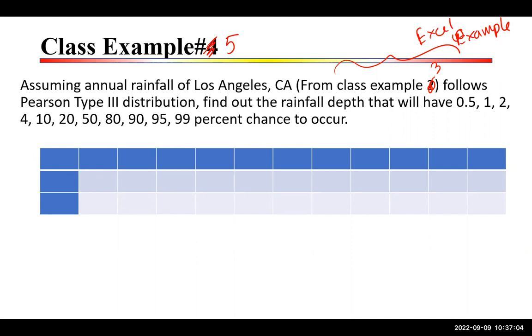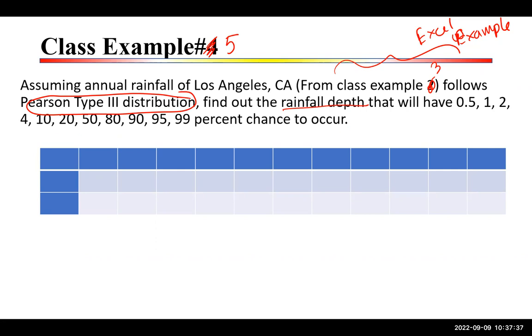So we already have a set of data for Los Angeles, right? You remember the last class example? We also calculated some distribution characteristics of that data set. So they are asking you, if that distribution follows Pearson type 3 distribution, is there any way we can find out the rainfall depth that will have that percent chance to occur?